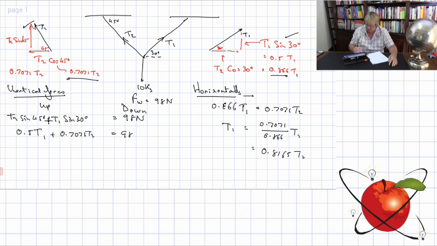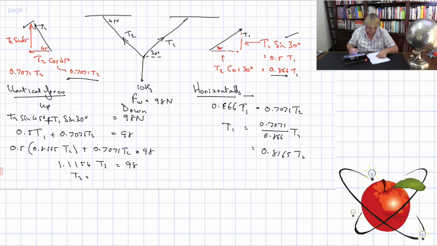Now we make the substitution for T1, and that's going to be 0.5 times 0.8165 T2 plus 0.7071 T2 equal to 98. Therefore, multiplying this out and simplifying, we end up with 1.1154 times T2 equal to 98. We can now work out that T2 is equal to 87.86 newtons. We substitute it back in there, and we calculate that T1 is equal to 71.74.